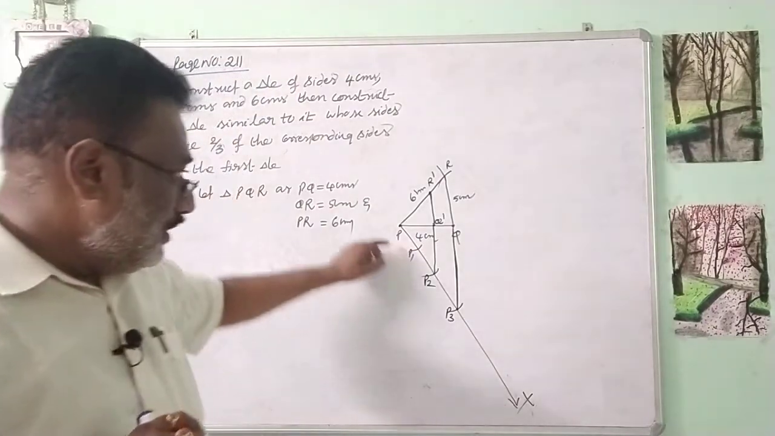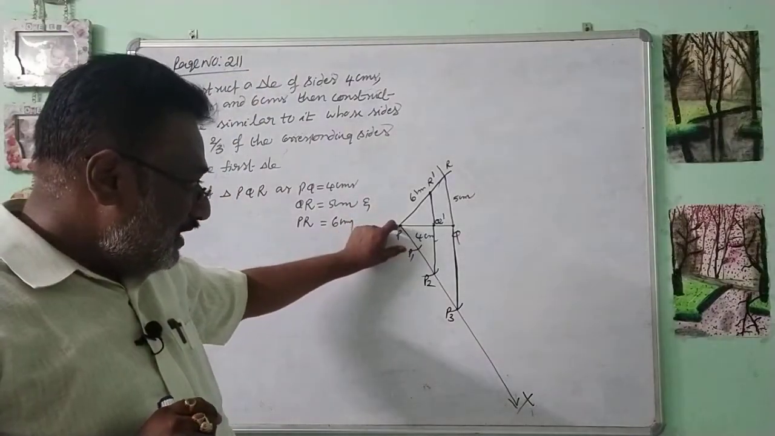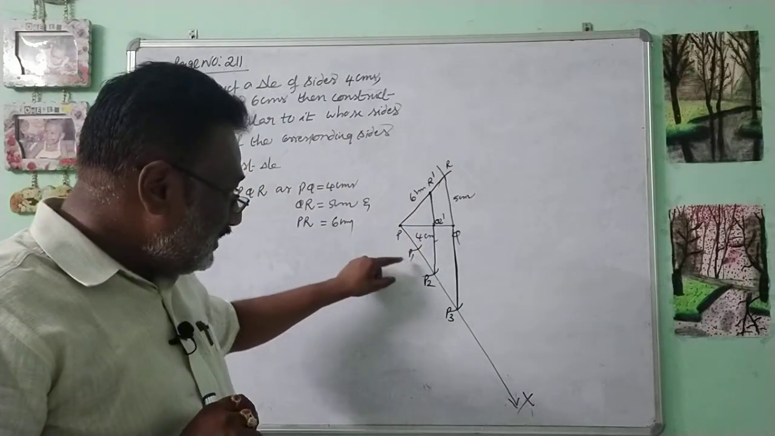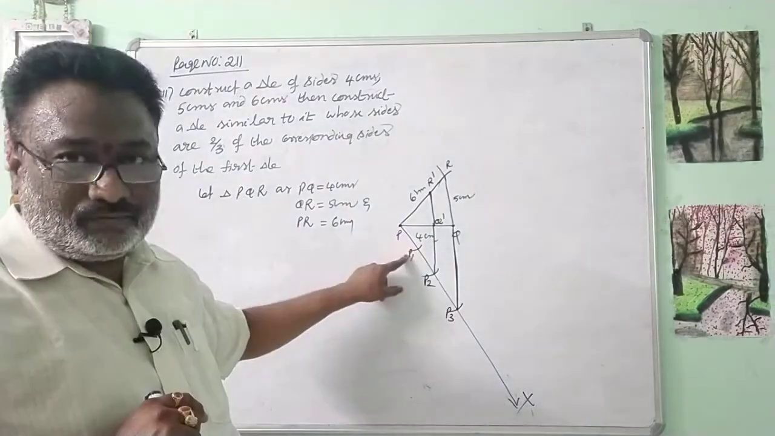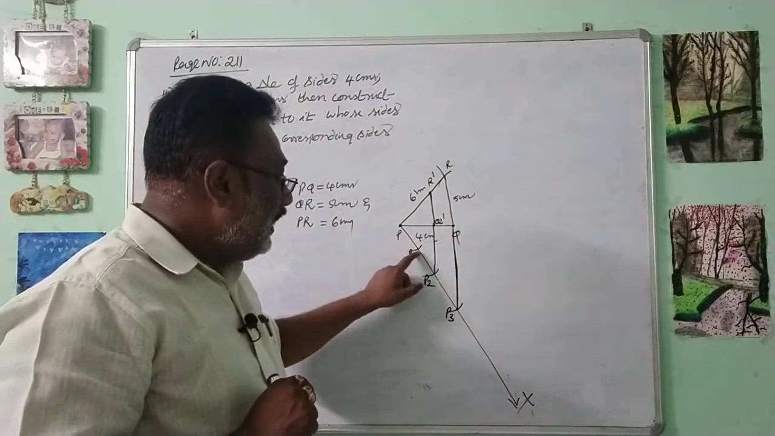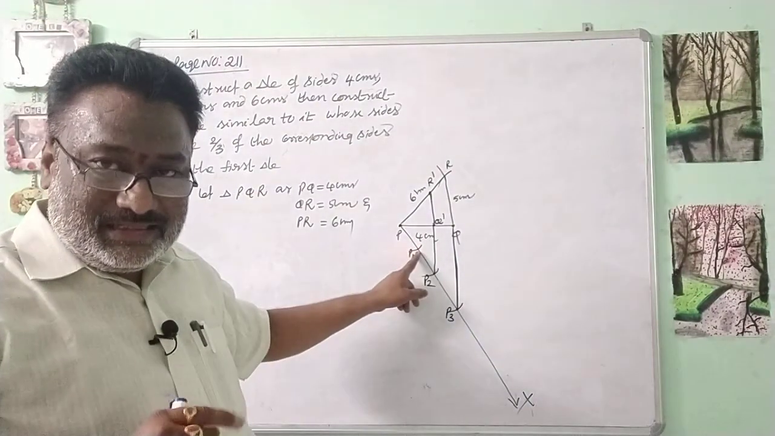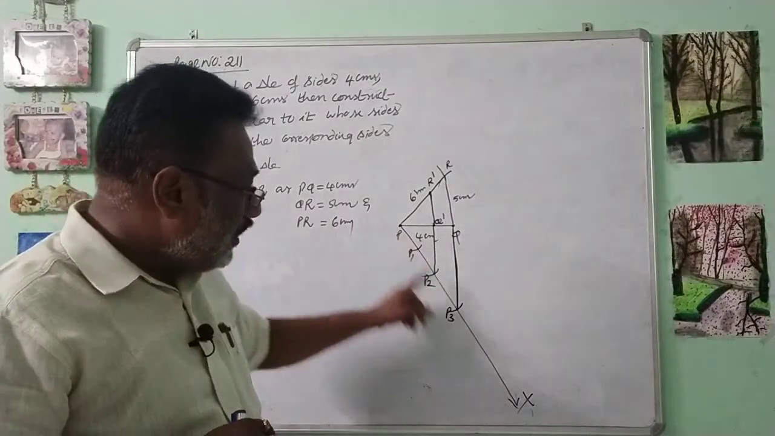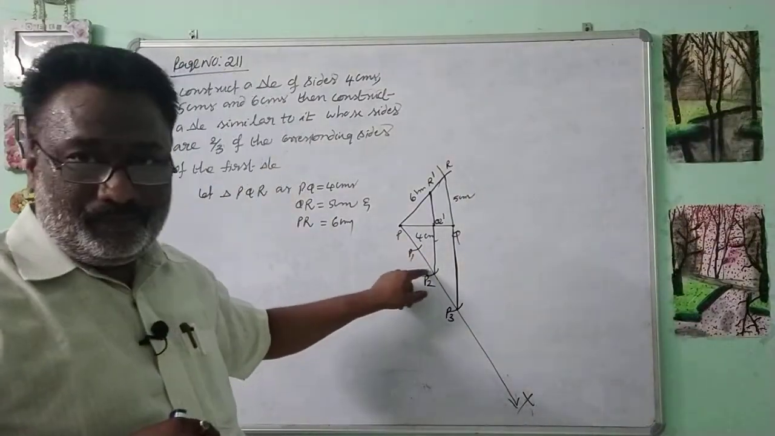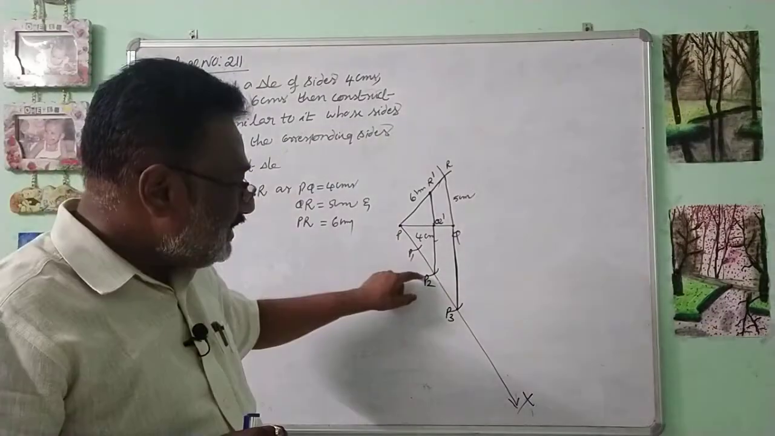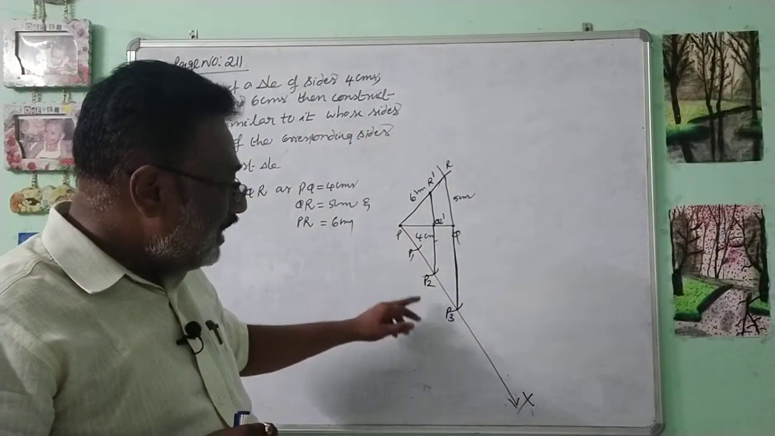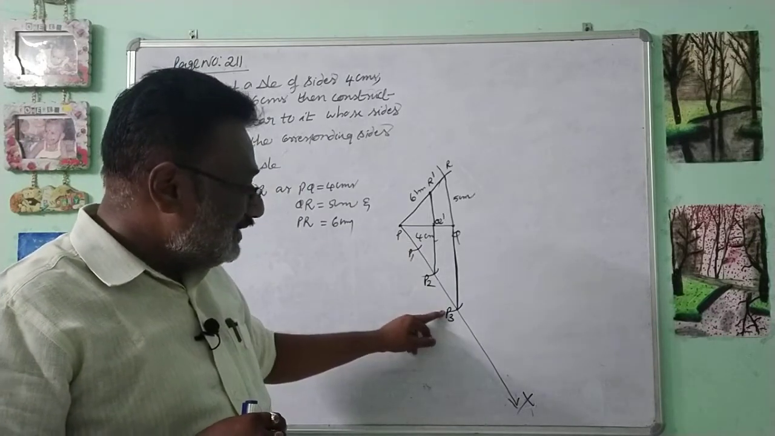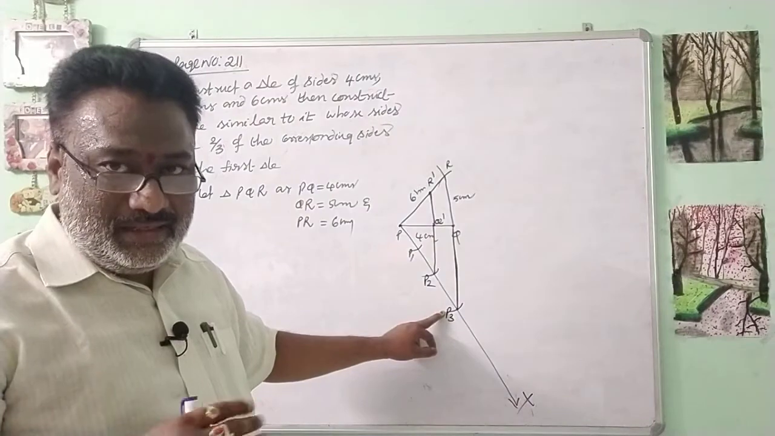That's all. P as center with a convenient radius I am drawing one arc on the ray PX to meet the arc at P1. Next, by taking P1 as center with the same radius I am drawing one more arc to cut the ray PX at P2. Next, P2 as center and with the same radius I am drawing one more arc on PX to meet the ray PX at P3.